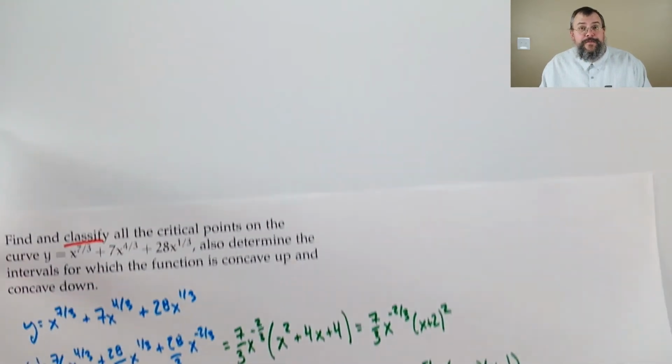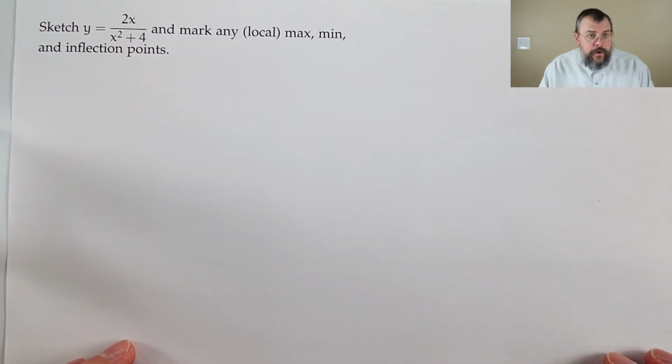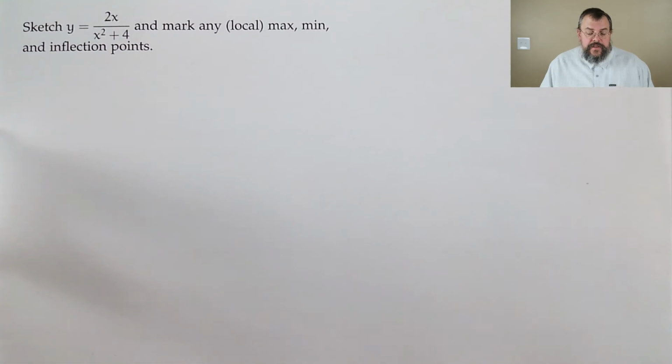One more problem. Okay. Our last one. Let's make it a good one. All right. Ooh, sketch. Sketch the function y equals 2x over x squared plus 4 and mark any local max, min, and inflection points. Okay, so sketch, meaning connect the dots. So we've got to really get a handle on where the important points are, which means let's explore the first and second derivatives.